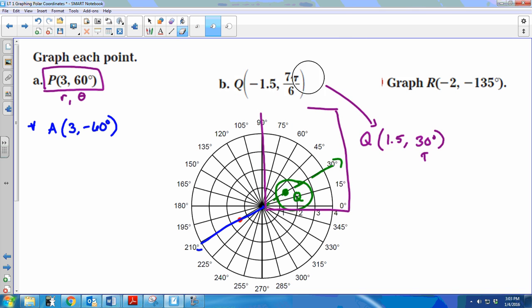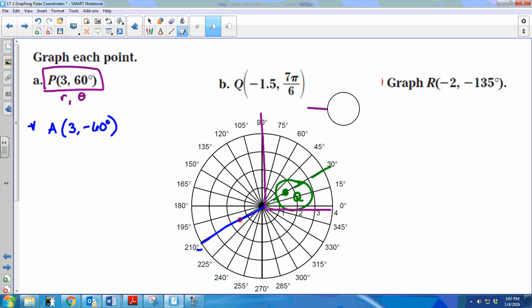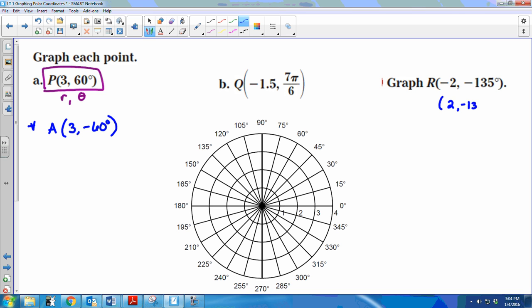All right. Let's do this last example. It says negative 2, negative 135. So again, I'm going to go ahead and graph 2, negative 135, and then I'll go back and talk about the opposite. So negative 135 degrees is at the same place as 225 degrees. So go backwards. That means we're on this ray right here.